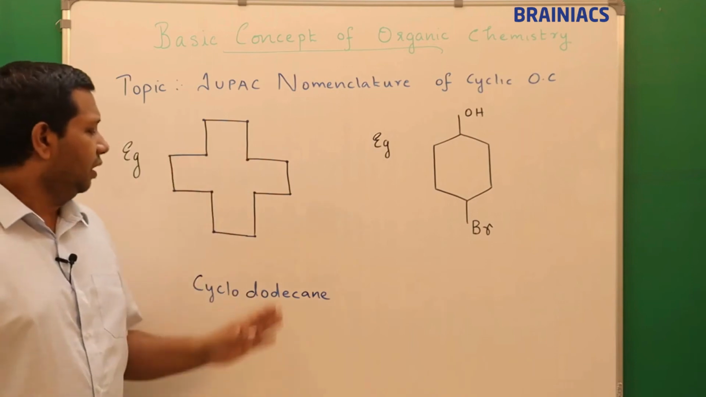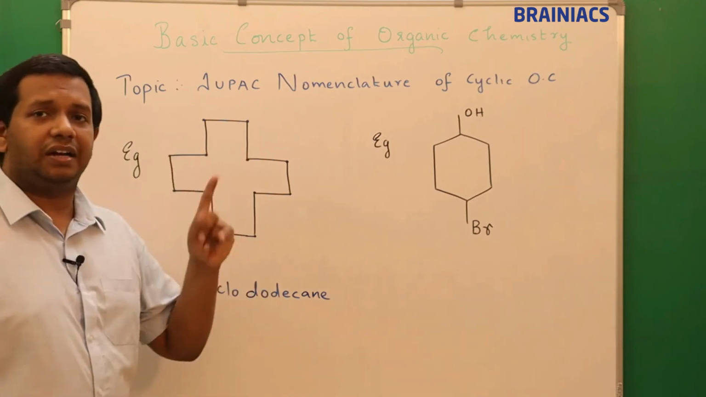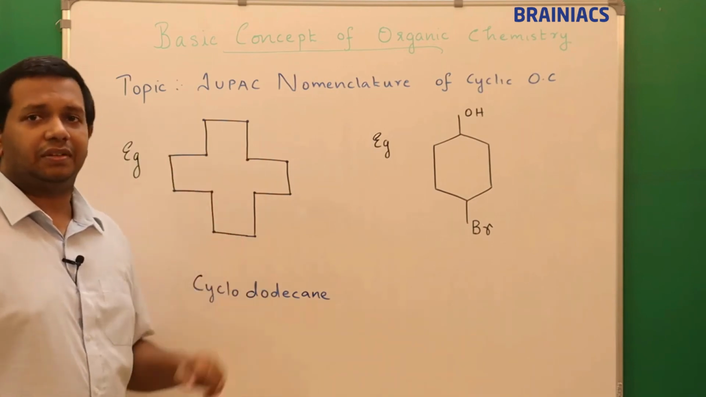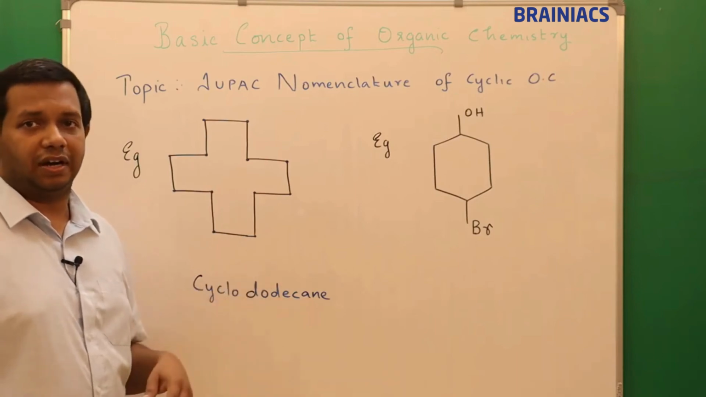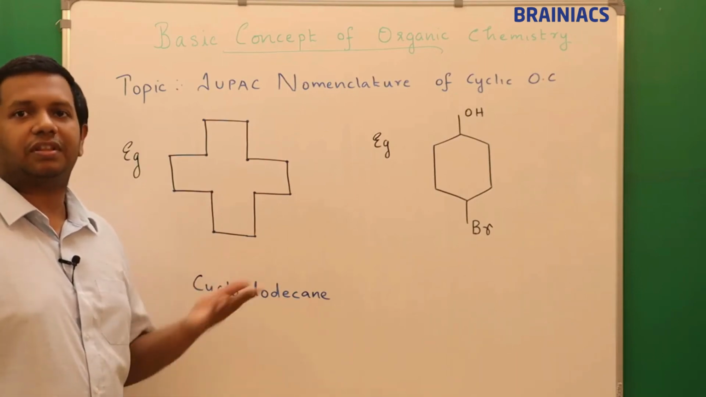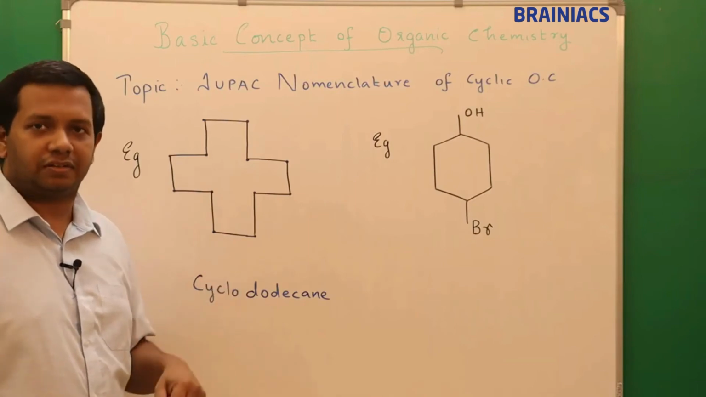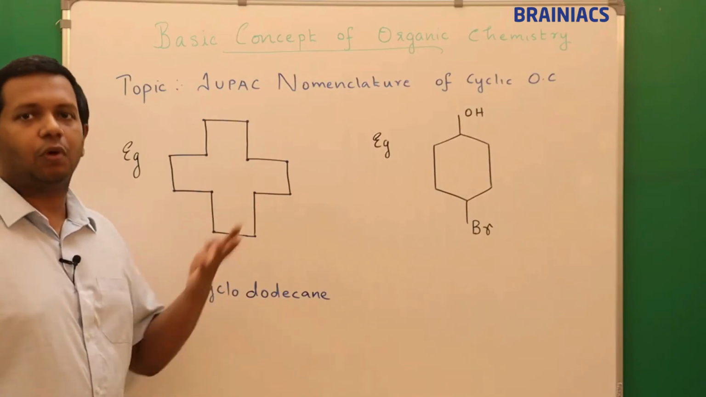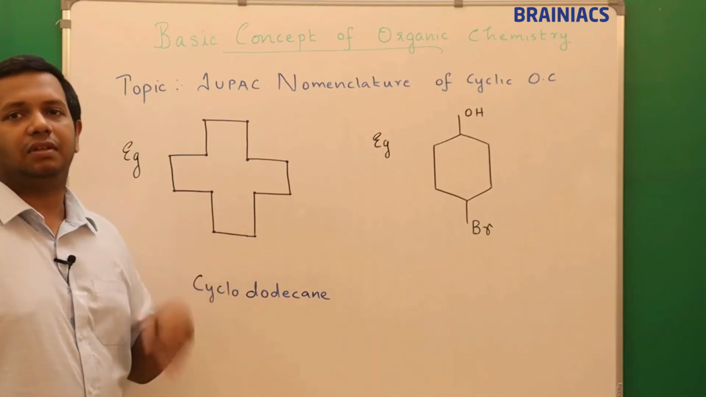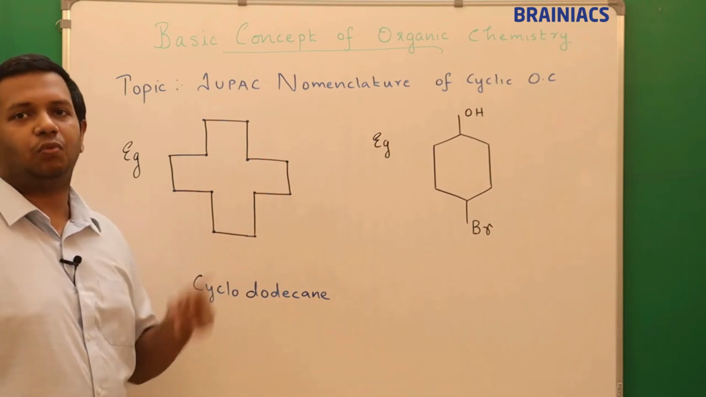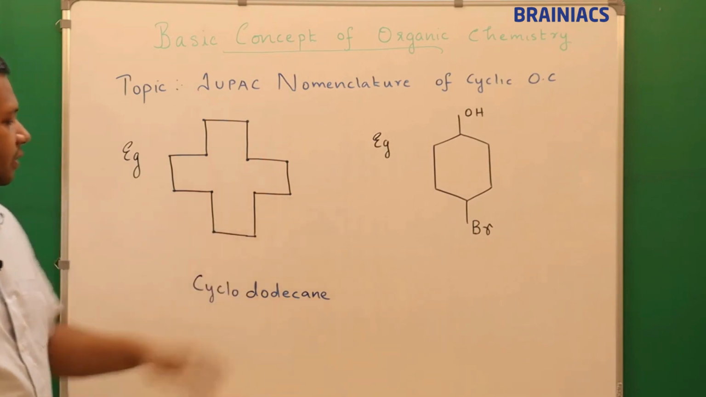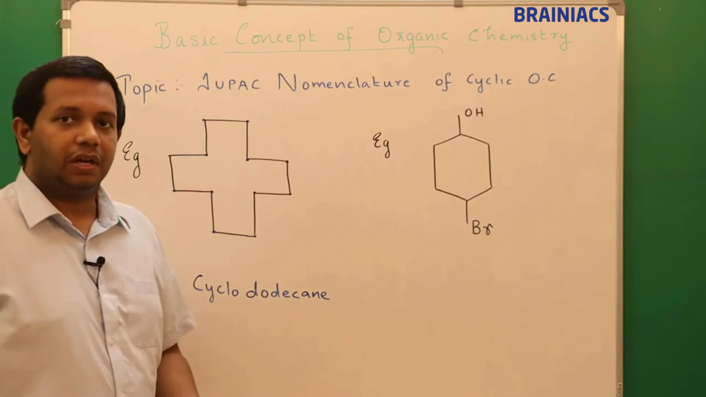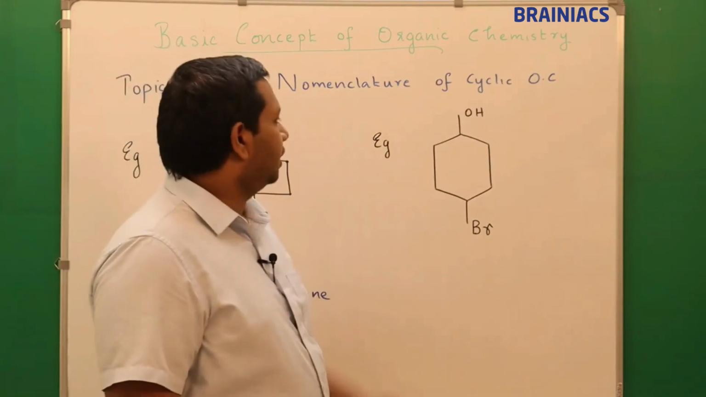Similarly, if it is 11 carbon it means undec, 10 means dec, 9 means non, 8 means oct, 7 means hept, 6 means hex, 5 means pent, 4 means but, 3 means prop, 2 means eth, 1 means meth. That we have already discussed. Now we will go to the next example, example 2.